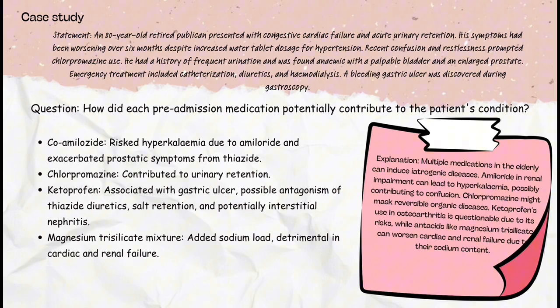For the explanation of the answer, multiple medications in the elderly can induce iatrogenic diseases. Amiloride in renal impairment can lead to hyperkalemia, possibly contributing to confusion. Chlorpromazine might mask reversible organic diseases. Ketoprofen's use in osteoarthritis is questionable due to its risks, while antacids like magnesium trisilicate can worsen cardiac and renal failure due to their sodium content.